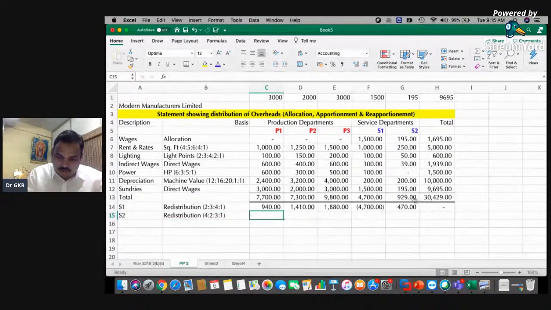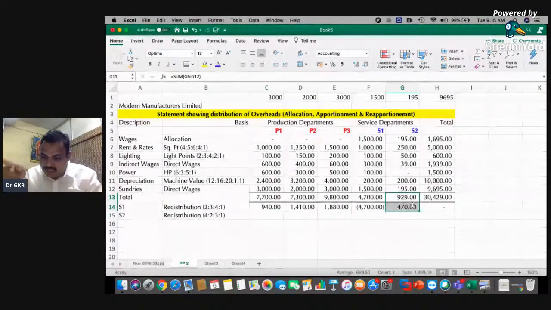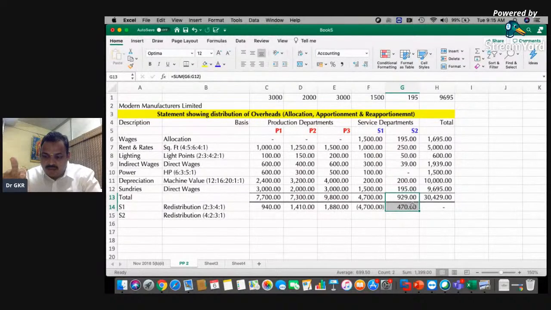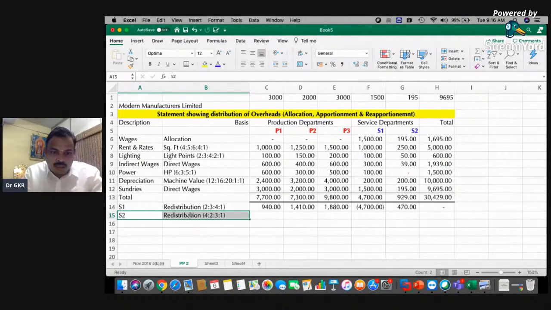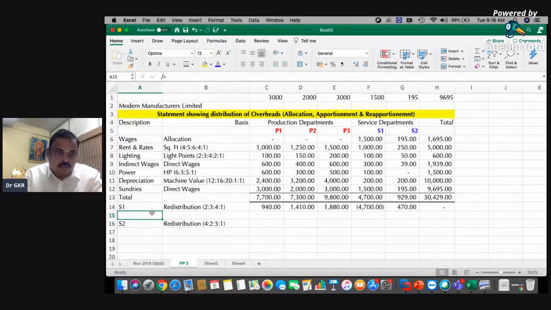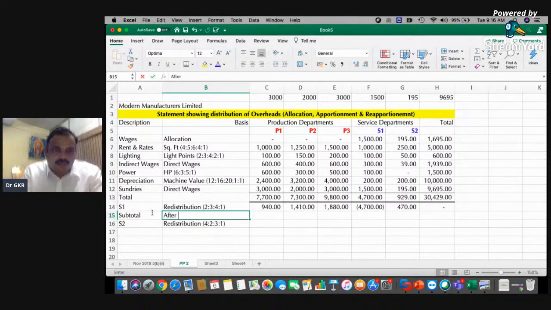Now the total of S2 will be 929 plus 470, which will be actually 1,399. So let me distribute this 1,399. What I will do, I will take the subtotal after redistribution of S1.